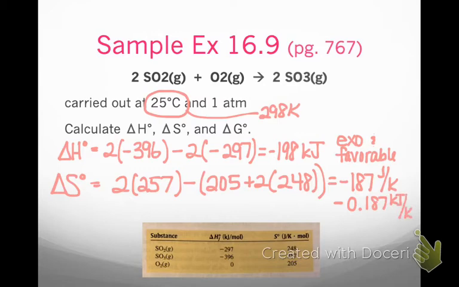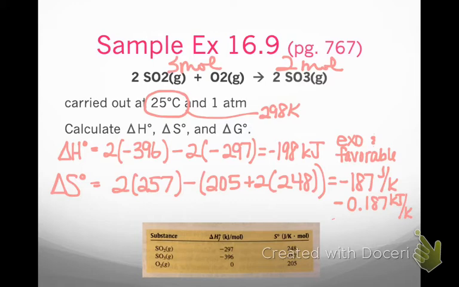Now, the delta S is negative, so that's going to be unfavorable. I don't have room to write that in there, but that's going to be unfavorable. Anytime that there's a negative delta S, it means less disorder, so it's unfavorable. This makes sense because if you look back up at the reaction, I have 3 moles of gas on this side and 2 moles of gas on this side, and so I decrease the amount of gas molecules in that reaction. So even just looking at the reaction, I can predict that delta S is going to be negative.